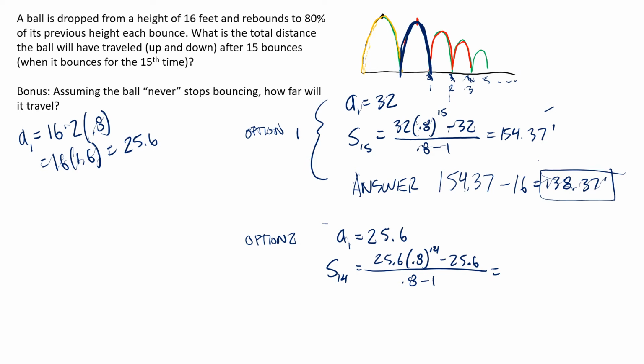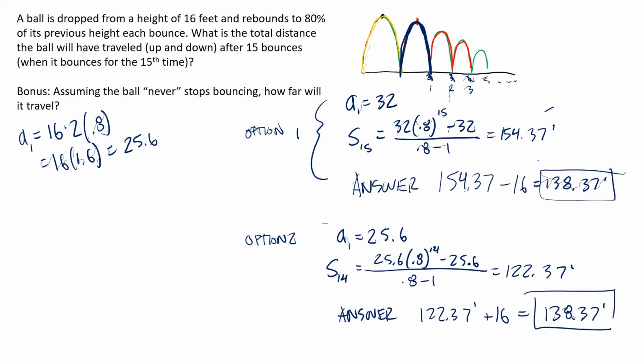25.6 times 0.8 to the 14th power minus 25.6. Oh, I forgot to divide by negative 0.2. That is equal to 122.37 feet. So remember, we have to add 16 to this. So answer for this one, same thing. It's going to be 122.37 feet plus the 16. And that gives us, again, 138.37 feet. So that's the answer to this one.